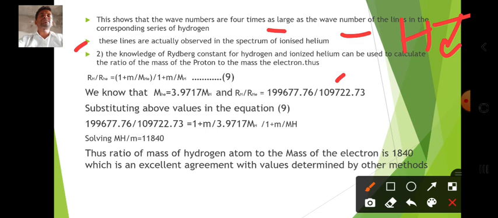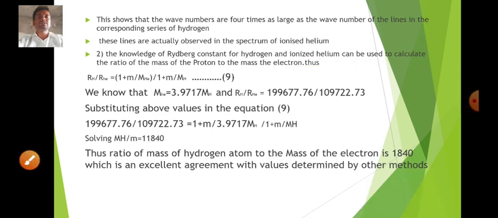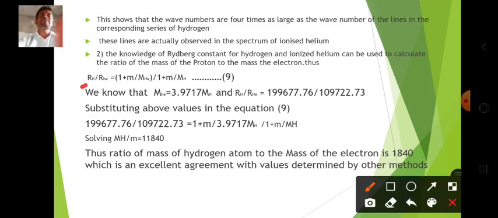Next, knowledge of the Rydberg constant for hydrogen and ionized helium can be used to calculate the ratio of the mass of the proton to the mass of the electron. Thus, proton mass to electron mass is R_H by R_He, the Rydberg constants of hydrogen and helium. It is a ratio like this: 1 plus m by M_He, divided by 1 plus m by M_H.